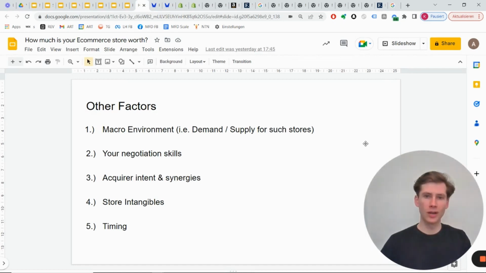Hopefully this was helpful for you to understand how valuable your Shopify store is. Let me know your thoughts. And of course, something that I'm also looking to improve.